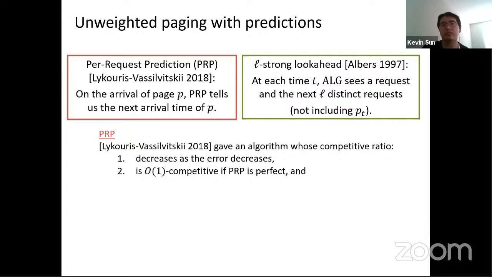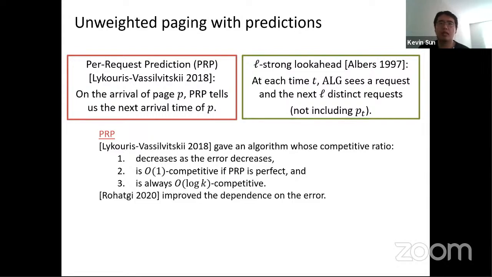Note that all 3 are simultaneously satisfied. If you knew that the predictions were correct ahead of time, then you could simply perform Belady's rule, which is the offline algorithm. And the third one is that this is always O(log k) competitive, so it's never worse than the best online algorithm without predictions. And the first property was improved by Rohatgi in 2020.